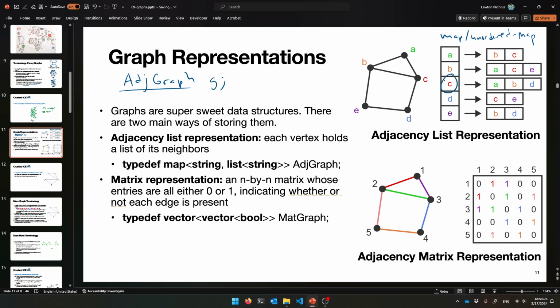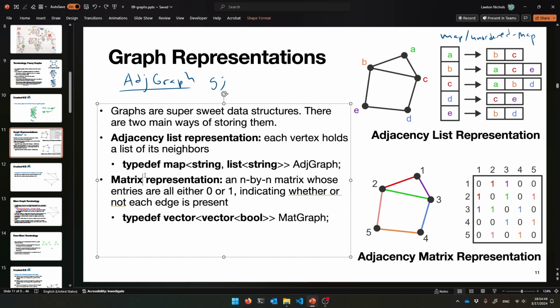And like C, for example, would map to a list of all the things that it can get to, all the edges. That's how you represent the edges. You make a list of all the things that are adjacent. See that? So C is adjacent to A, B, and D. So you'd put that there. So that's how you'd store this graph inside of a computer. So that's one way to do it. That's the adjacency list representation.